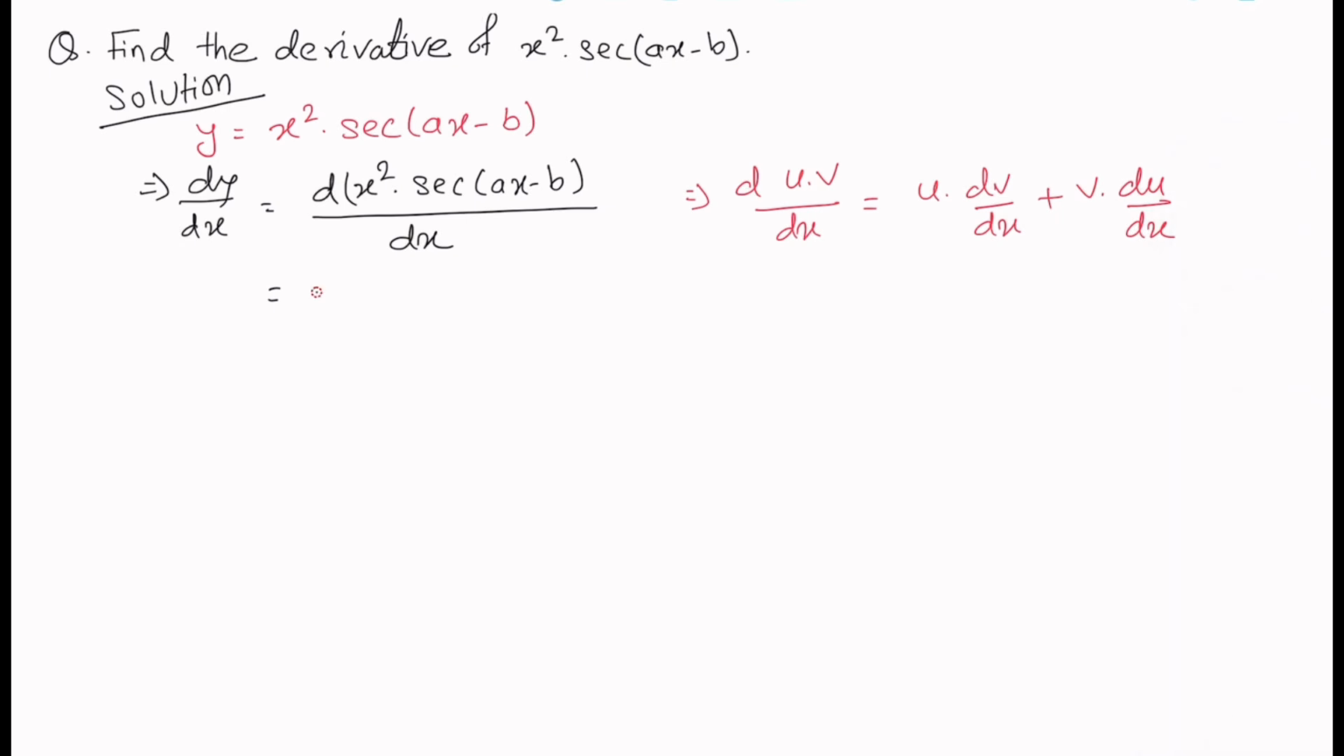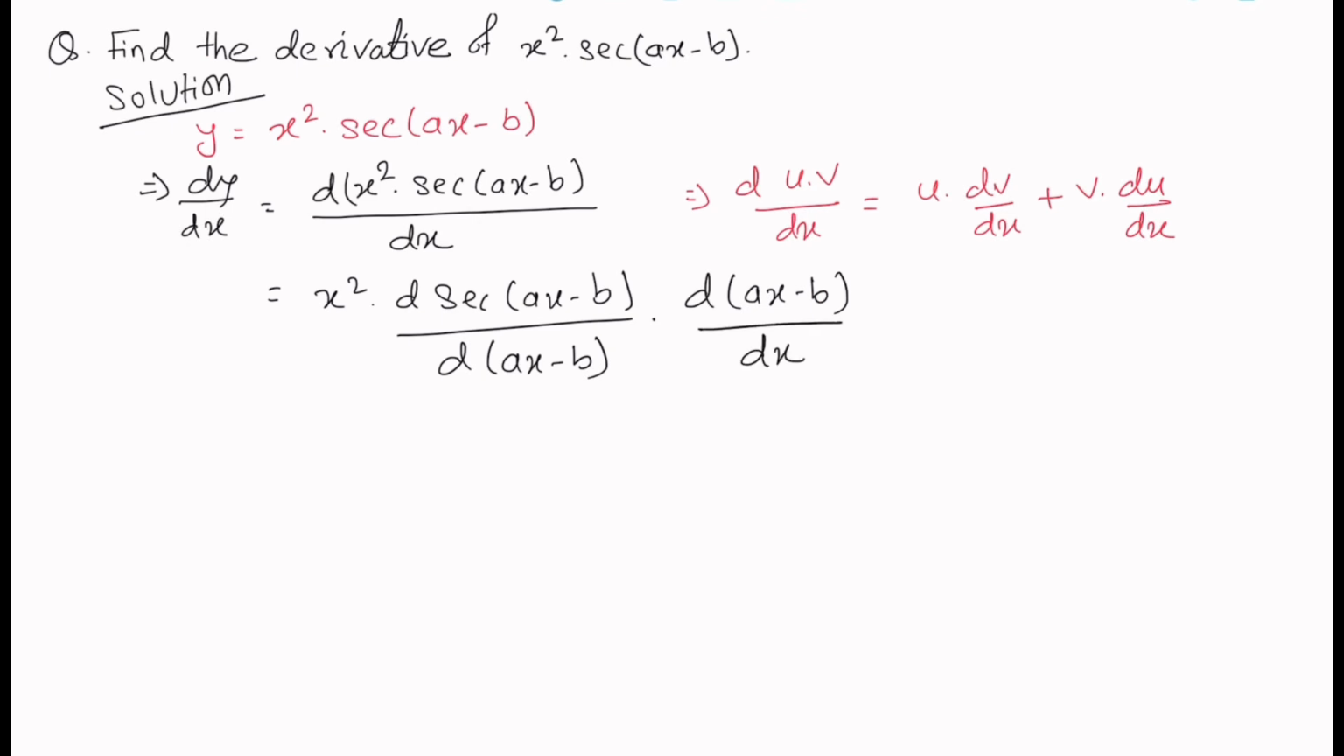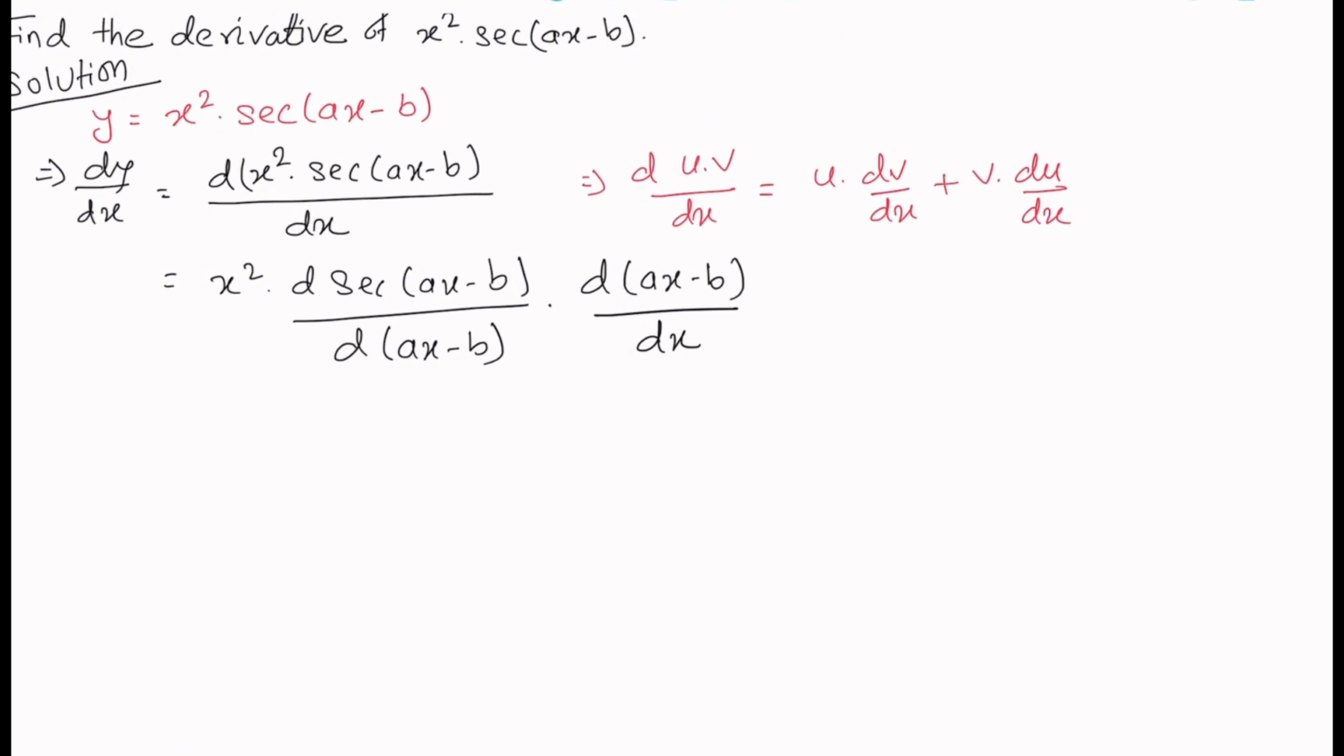So we will write here x square times derivative of, in place of v we have sec(ax minus b) upon derivative of ax minus b times derivative of ax minus b upon dx, plus in place of v we have sec(ax minus b) upon derivative of x square upon dx. Next, x square will come as it is, and derivative of sec, because here we have sec.